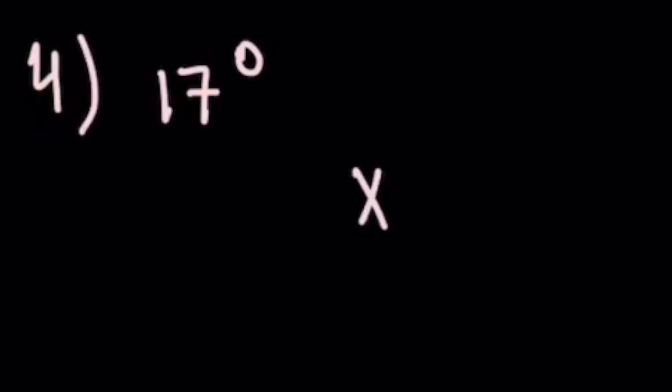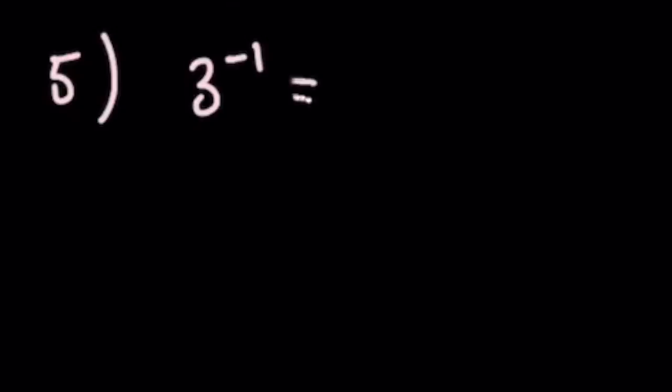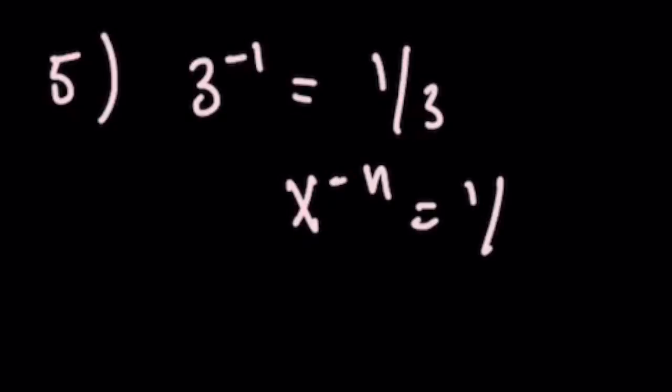The fourth problem we will try is 17 to the power of 0. Since we know that any number to the power of 0 equals 1, we know that 17 to the power of 0 also equals 1. The next problem we will try is 3 to the power of negative 1. In this case, it equals 1/3 because any number to the power of a negative number is rewritten as its reciprocal with the positive exponent.